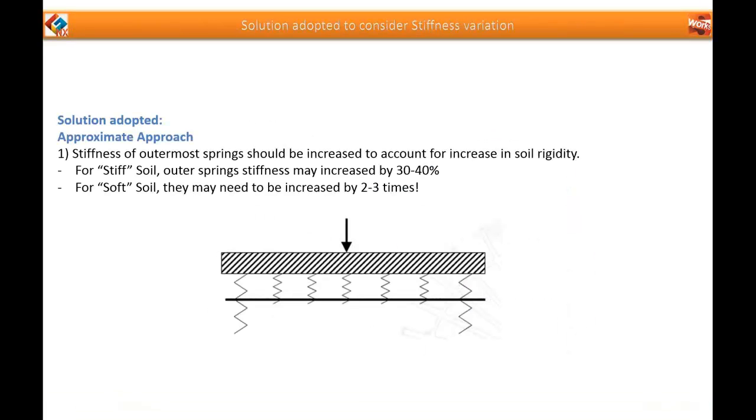Now the solution adopted to consider the stress variation was a very approximate approach. The stiffness of the outermost springs was increased to account for the increase in soil rigidity. For stiff soil, the outer spring stiffness was increased by, let's say, 30 to 40%. And for soft soil, they may be increased by 2 to 3 times. So this is the general practice which one adopts for considering the change in variation of the stiffness.